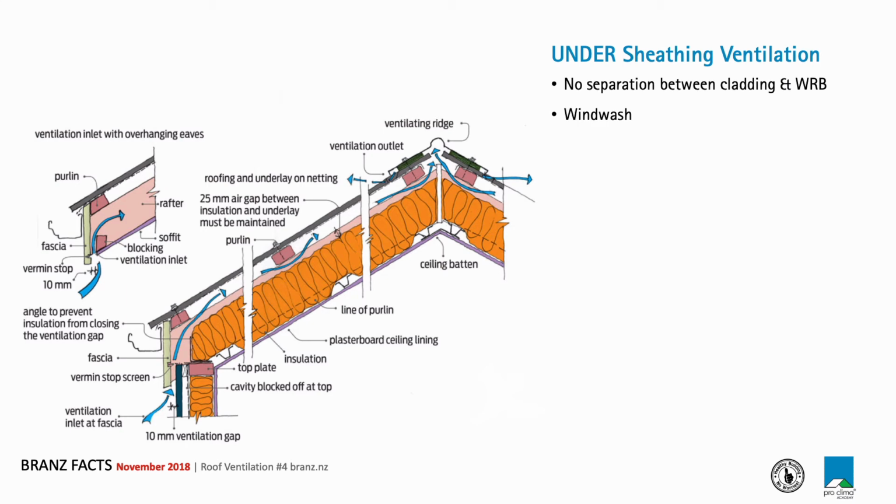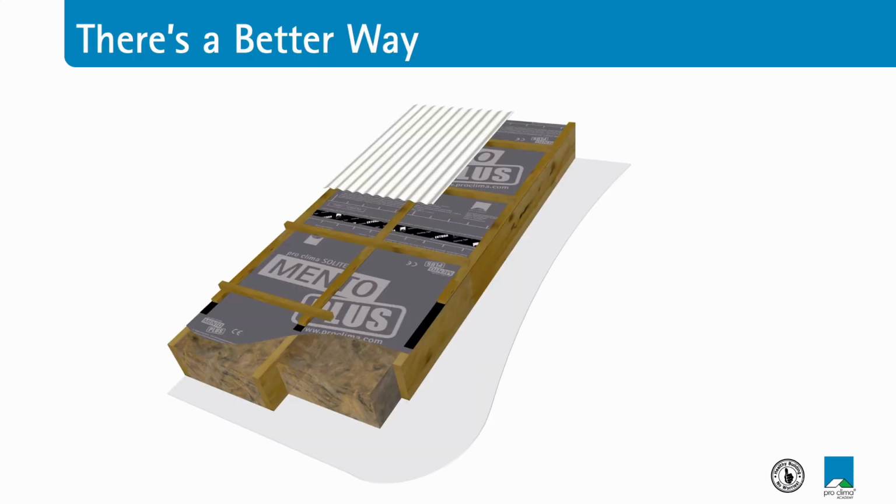We don't have separation between the cladding and the weather-resistant barrier. It induces some wind wash, which reduces the effectiveness of the insulation. Condensate that does form isn't necessarily going to be drained because the membrane is right up close to the roofing material. That can also lead to wicking of water where we have things touching the cold surface, and we don't really have much control of the system.